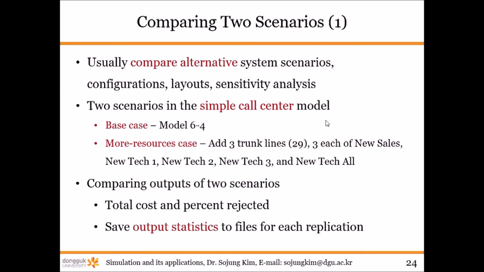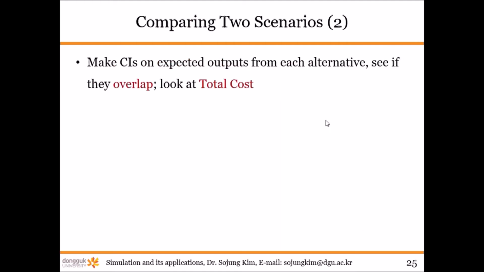So, 2 cases. In order to compare the output of the 2 scenarios or models, you need to collect statistics on total cost and percent rejected. Also, in order to conduct the comparison, you need to save the output statistics to a file. And definitely you can make confidence intervals on the expected output from each alternative.